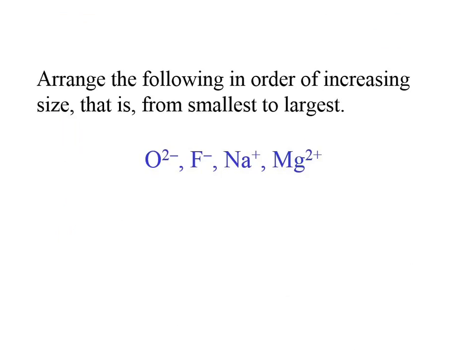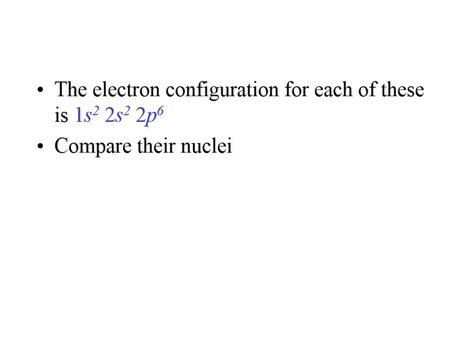Okay, so here's a question. These are all isoelectronic, and switching gears, now we're going to have to be a little more creative than we did with the neutral atoms. Now I'll talk you through what this looks like. So they're isoelectronic. They all have 10 electrons beyond their nucleus.